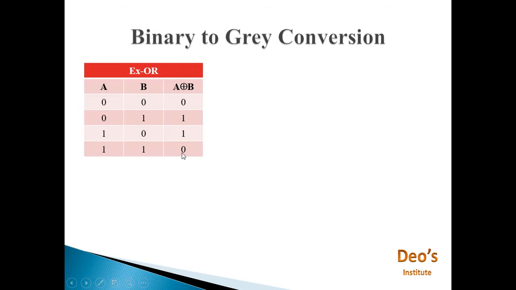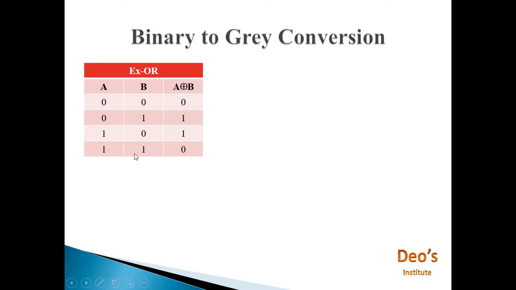So XOR is exclusive OR. Either A or B should be true. If both are true, then result is false. If both are false, then also result is false. So that's what we mean by exclusive. It should be either A or B, but not both.